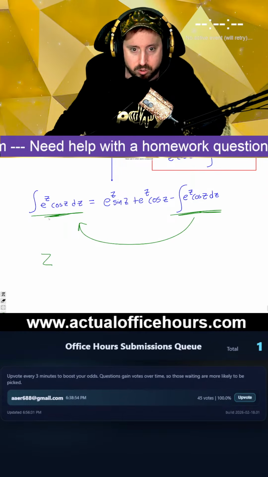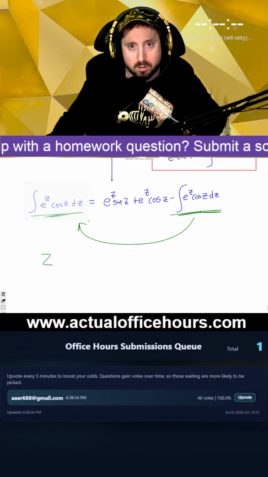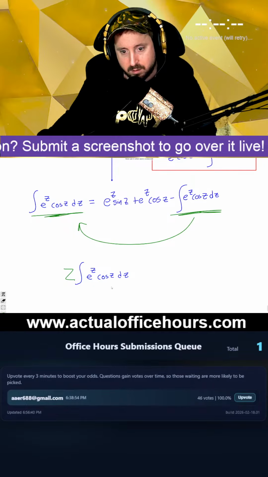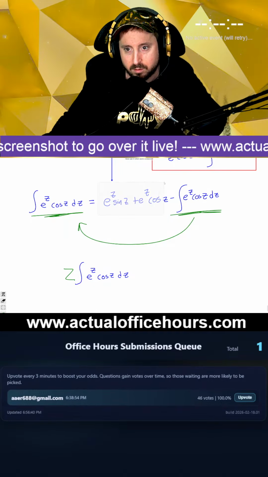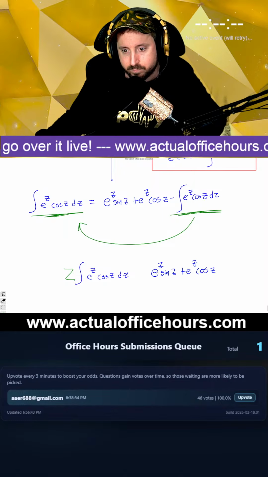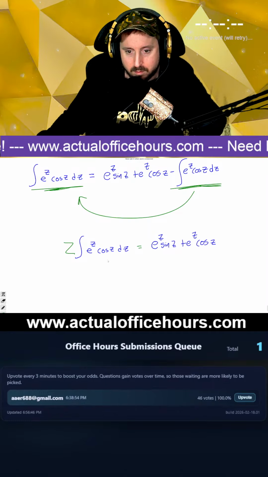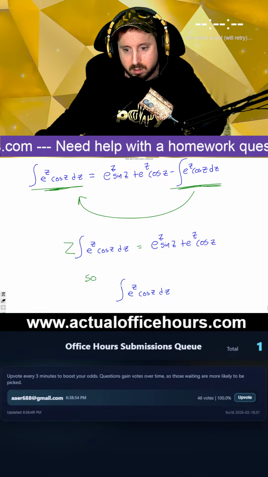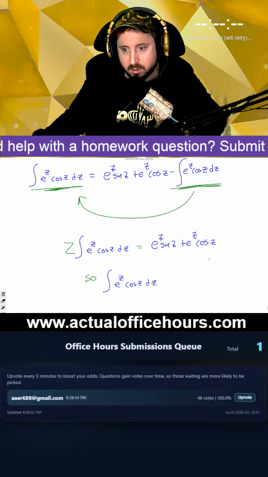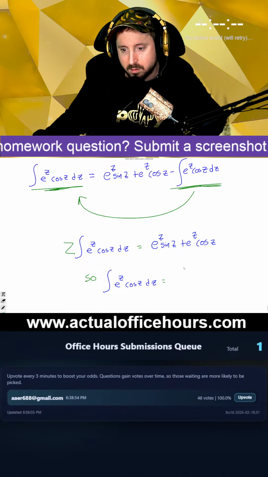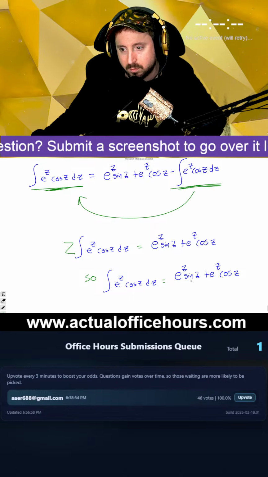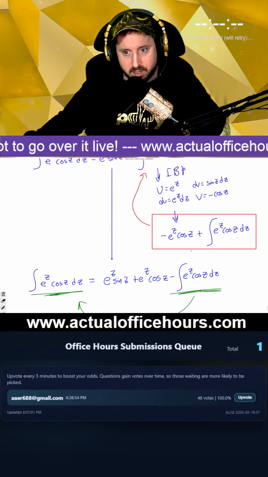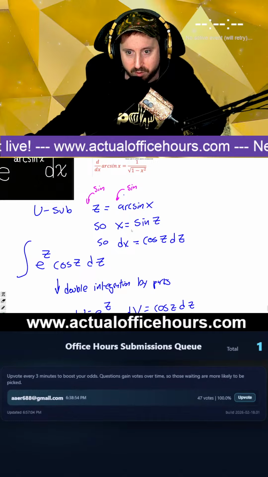And so you can say, okay, well, 2. Yes, you can literally just do, 2 e to the z cosine z is equal to all this. So e to the z cosine z is equal to all this over 2. But then there's some key things here. But remember, you gotta remember this.